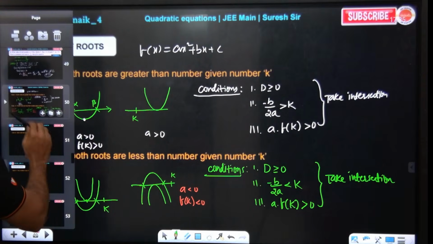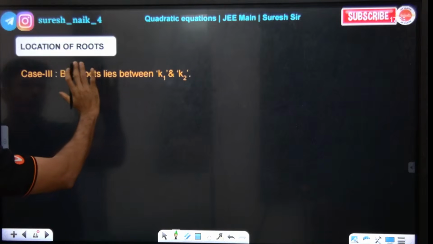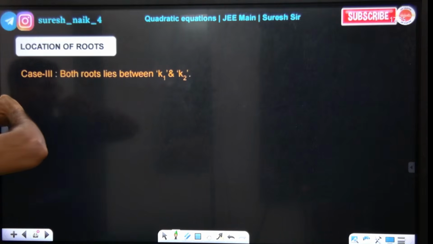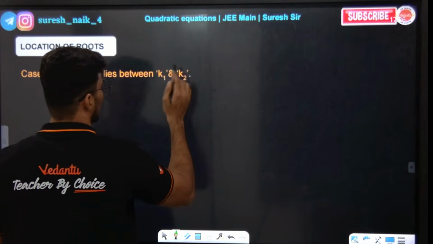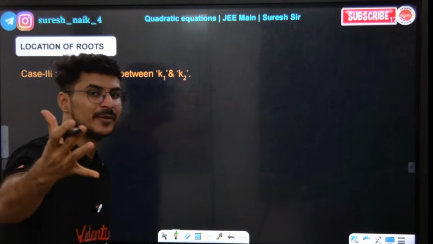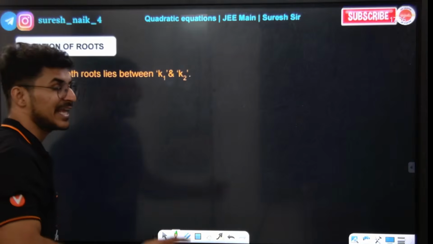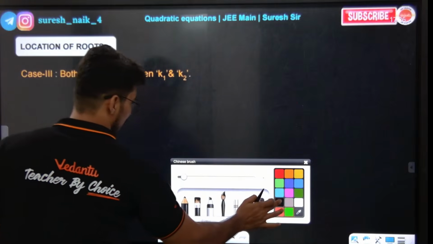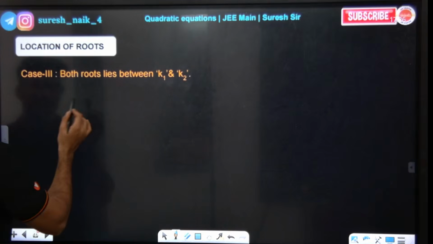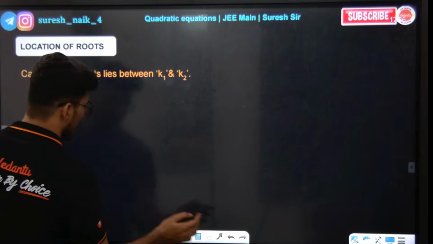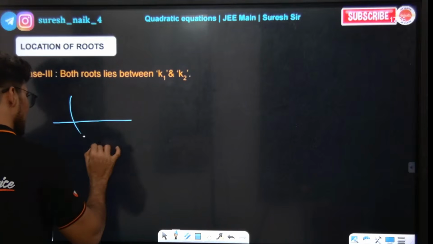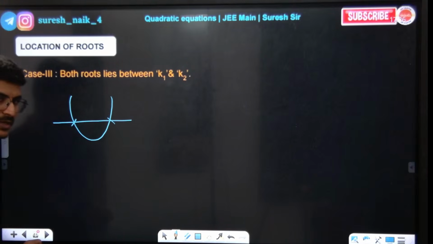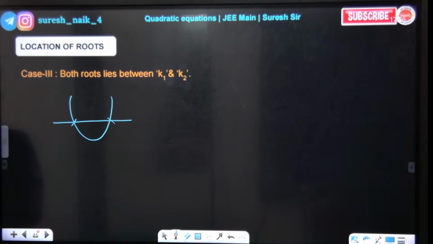Okay, yes sir. Next. Now sir, if both roots lie between k1 and k2, basically if you combine case 1 and case 2, case 3 will be formed. Both roots means the graph should cut the x axis. These two roots are lying between two numbers. Both roots lie between k1 and k2. Yes or no?